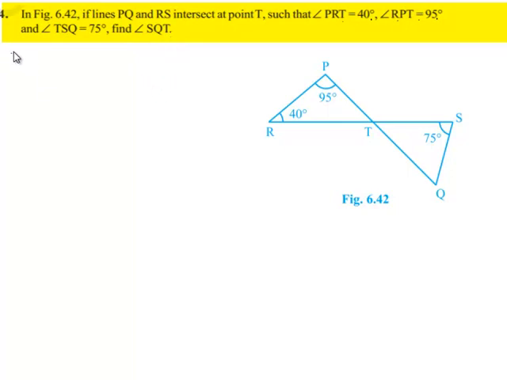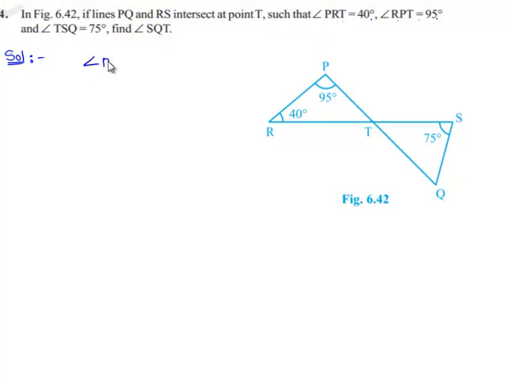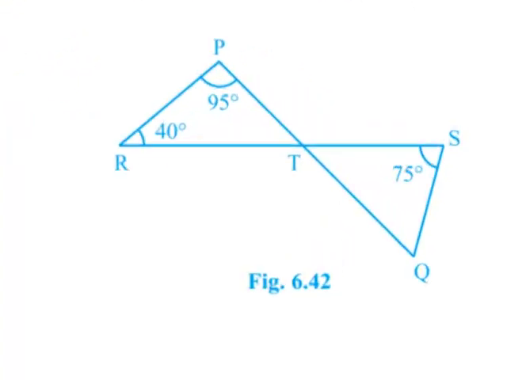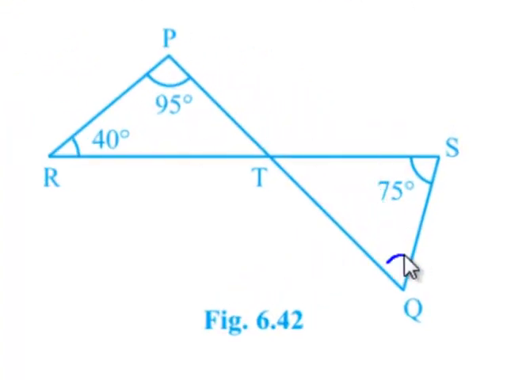Now moving on to the solution. Here he has given two lines, PQ and RS, intersecting at T, such that certain angles are given. Let us note them down: angle PRT is equal to 40 degrees, angle RPT is equal to 95 degrees and angle TSQ is equal to 75 degrees. Later on he asked us to find the angle SQT.